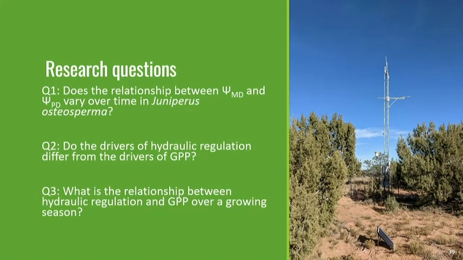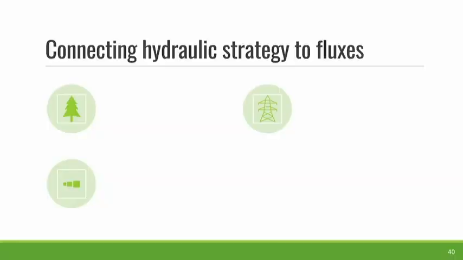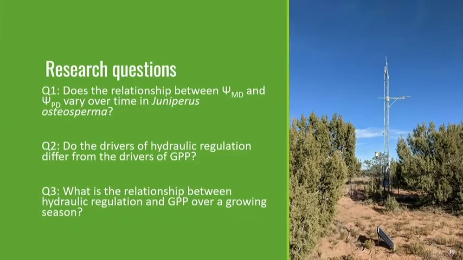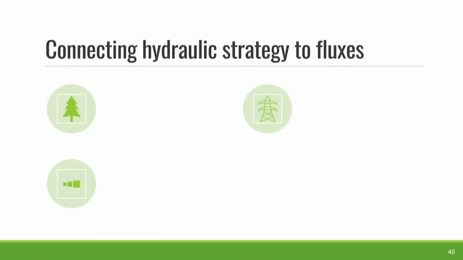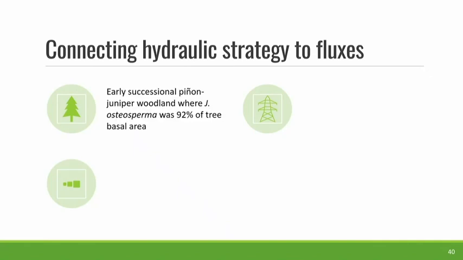And to answer this, whereas previously I had creosote shrubs inside a city, and we didn't have any eddy covariance, I was able to piggyback onto Steve's eddy covariance site here in southeastern Utah. And so this research was made possible by 3 key ingredients. The first is that we were in an early successional pinyon juniper woodland that was mostly a juniper woodland. It was 92% of the tree basal area.